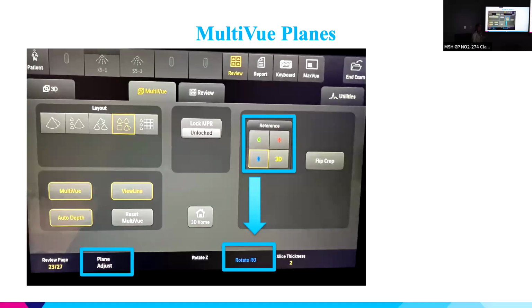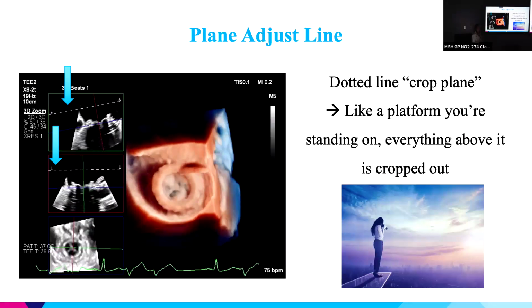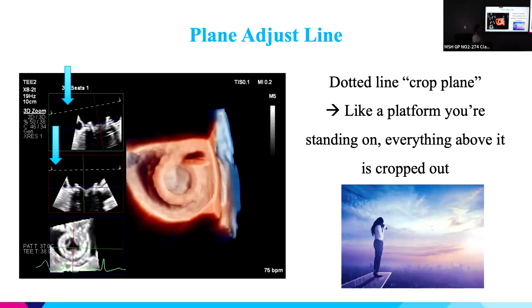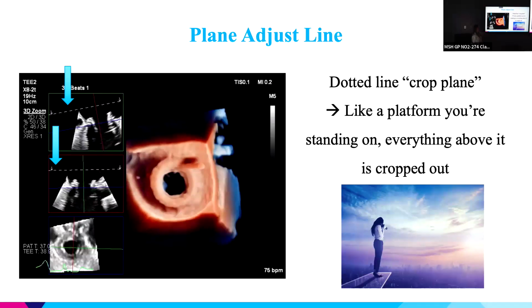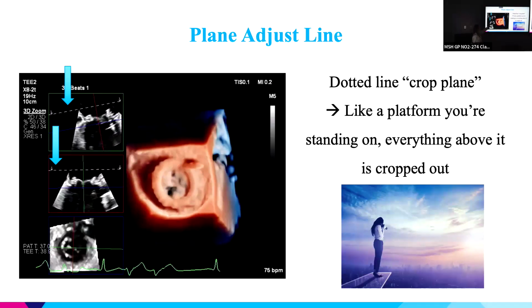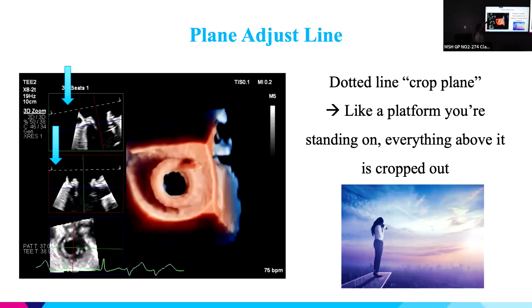Remember, once I click blue, my 3D will match the blue. But now I'll have a plane adjust. So what is the plane adjust? The plane adjusts are these dotted lines, and that is your cropping line. So remember, I always use the example of this is your platform. That is where you're standing on, looking down at the valve. I know we're looking down because there's down arrows, you see?